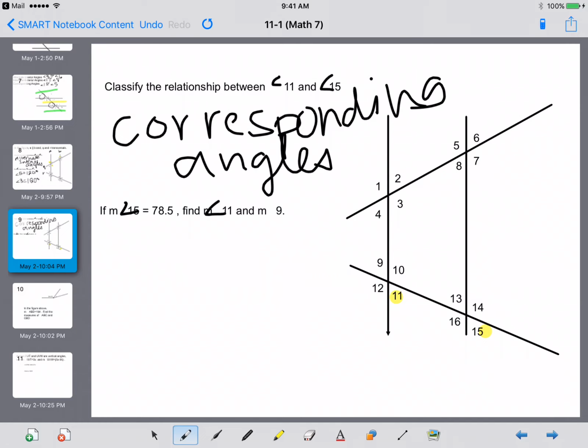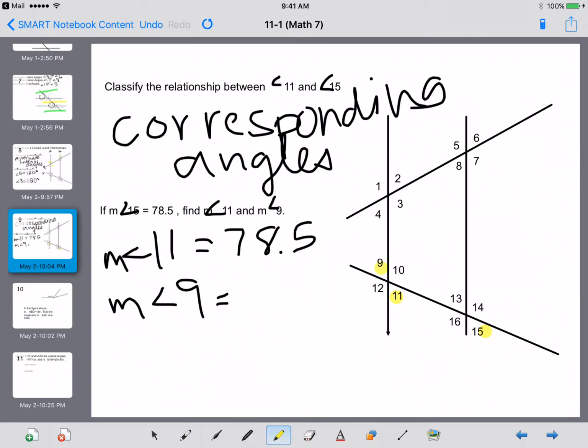So if the measure of angle 15 is 78.5, we want angle 11 and the measure of angle 9. So if 11 and 15 are corresponding angles and corresponding angles have the same degree measure, then guess what? The measure of angle 11 is 78.5. And now 11 and 9, they're opposite of each other in their intersection point, so they are vertical angles, and vertical angles are congruent, so that one is also 78.5 degrees.